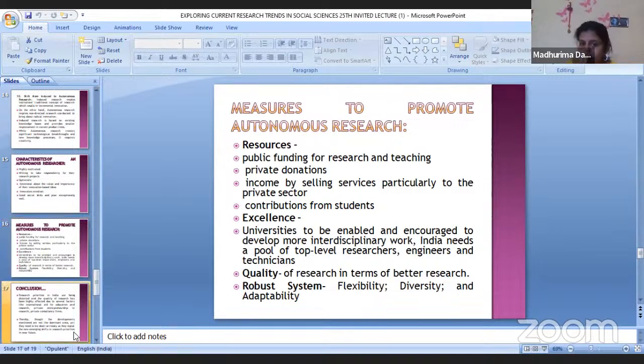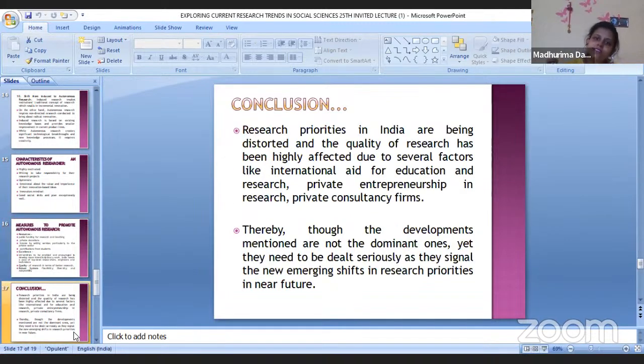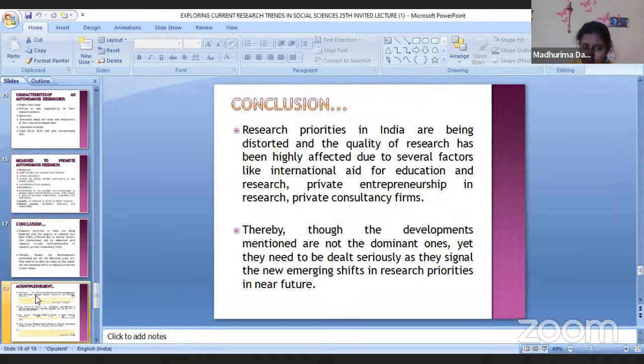So finally, I can conclude by saying that research priorities in India are changing. Quality of research has definitely been affected because of the onset of private consultancy firms, which do not demarcate between research in education and other areas, and also because of international aid for education and research. So though the developments are not the prominent ones which I talked about, still they need to be dealt with very seriously, because they are signaling the new emerging shifts in research priorities in the near future. So with this, I end my lecture.